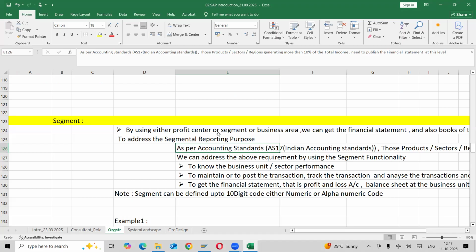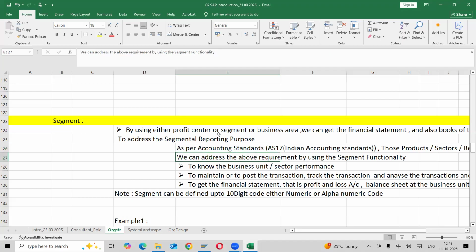Clear? This is why the concept came into the picture. We definitely need to mention it as per accounting standard 17: the products, areas, or sectors which are generating 10% of total income. Whatever total income you have, if one area itself is generating 10%, then as per the legal requirement, we need to publish the financial statement of that particular product, sector, area, or region. Clear?